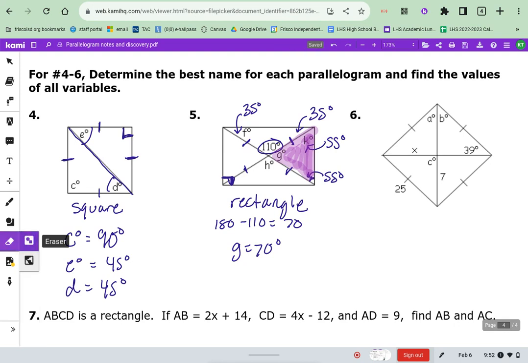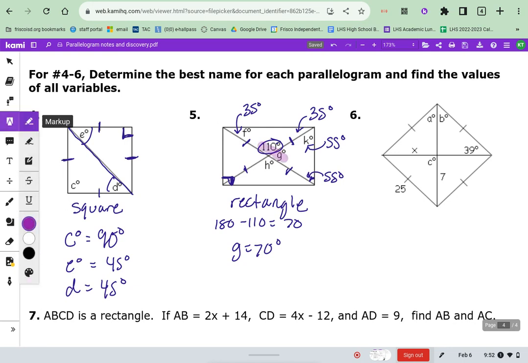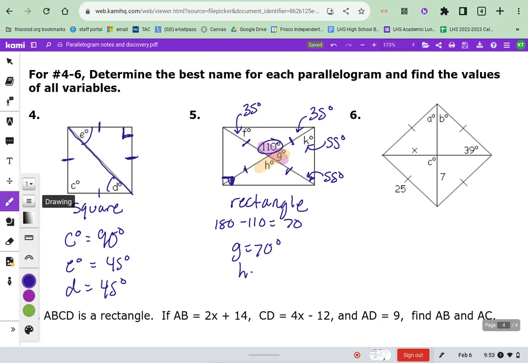You also could have found G because you could have said, okay, I know that these angles right here make a linear pair, and so 180 minus 110 equals 70. That could have been another option. But we could use that to find H because we know that H and G make a linear pair, so they should add to 180. So that means that H is 110. You also could have said that H and the other 110 are vertical angles, and so that's how you could have solved for H too. So you have several options on this one.